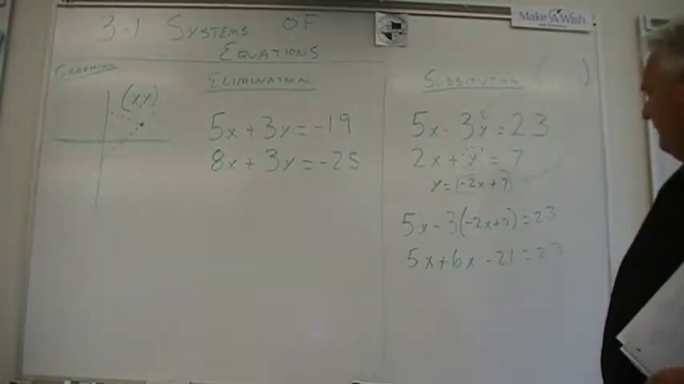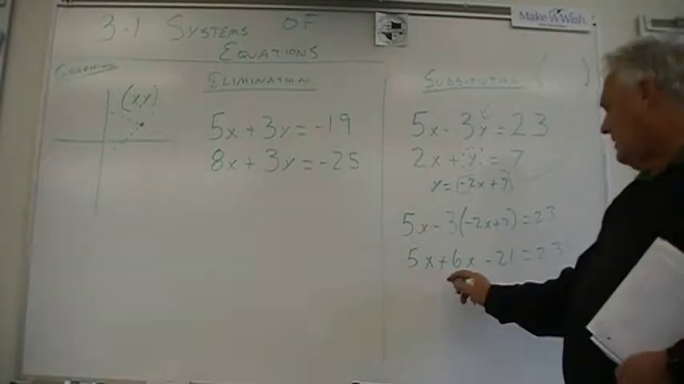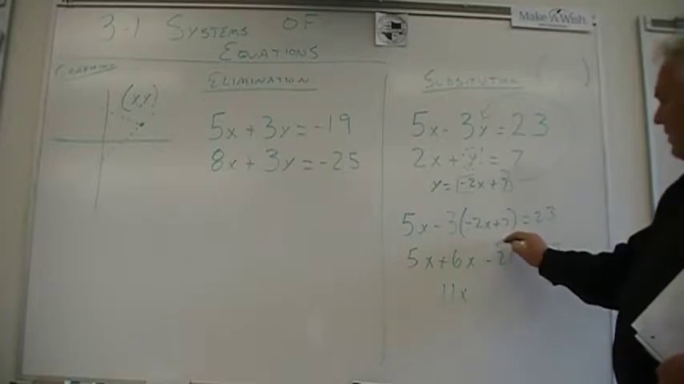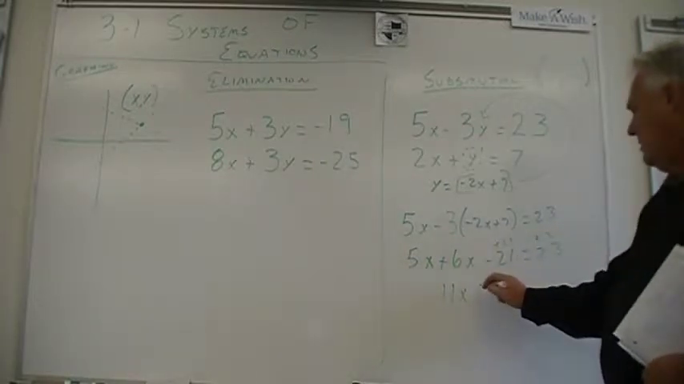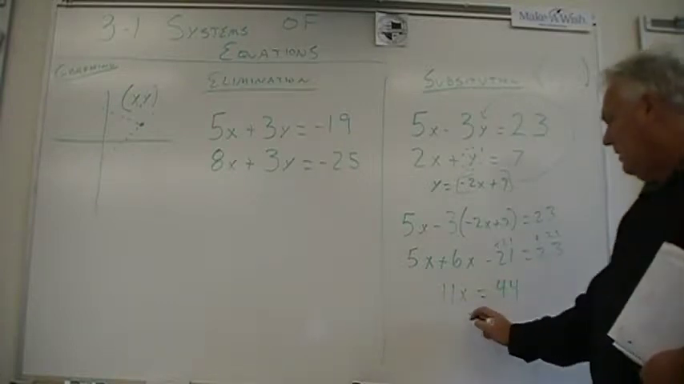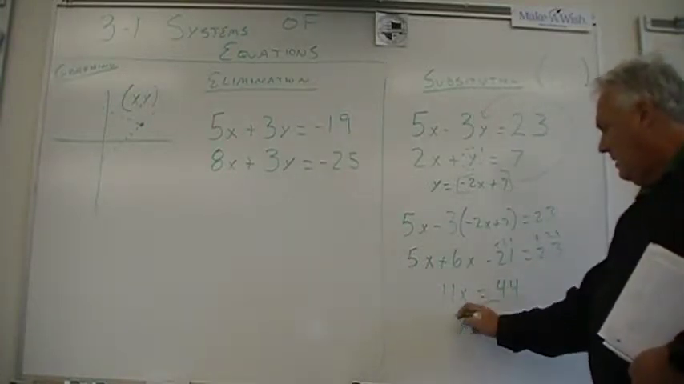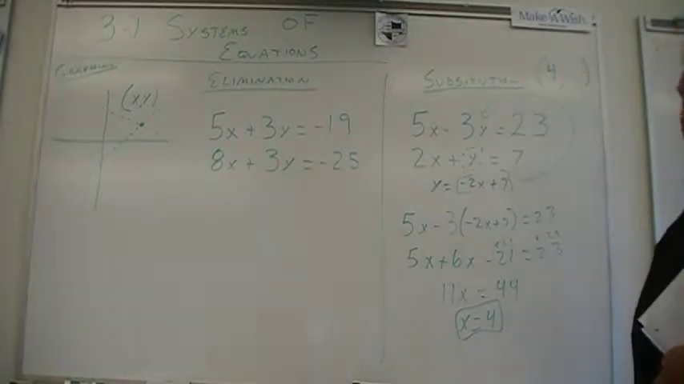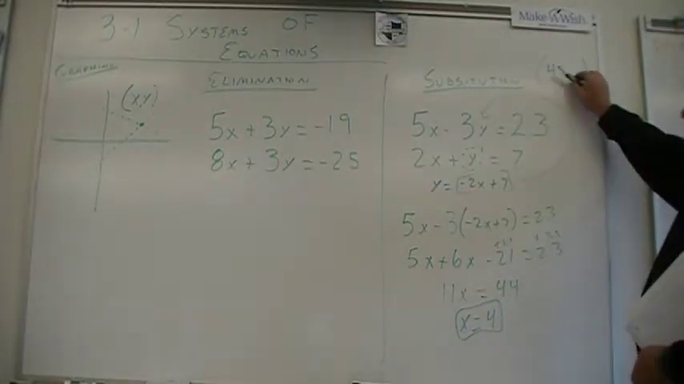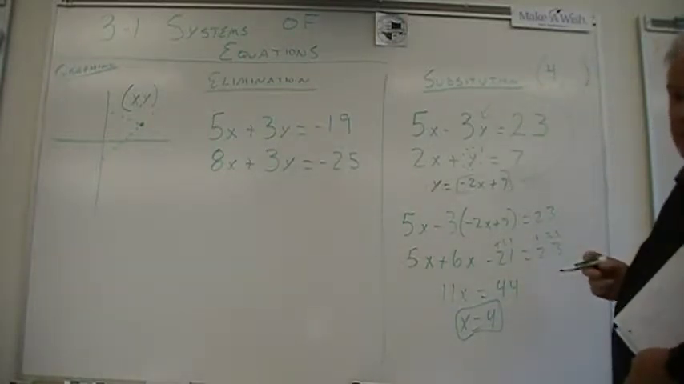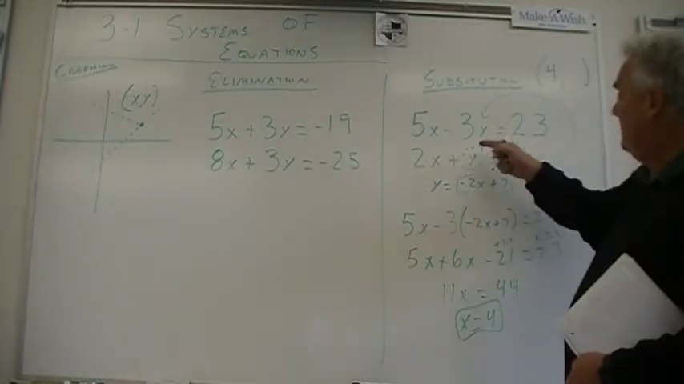5x plus 6x is 11x. Add 21 to both sides. We get 44. So x equals 4. So up here, x is equal to 4. And then, once we have one of the two missing coordinate points, substitute it back in.